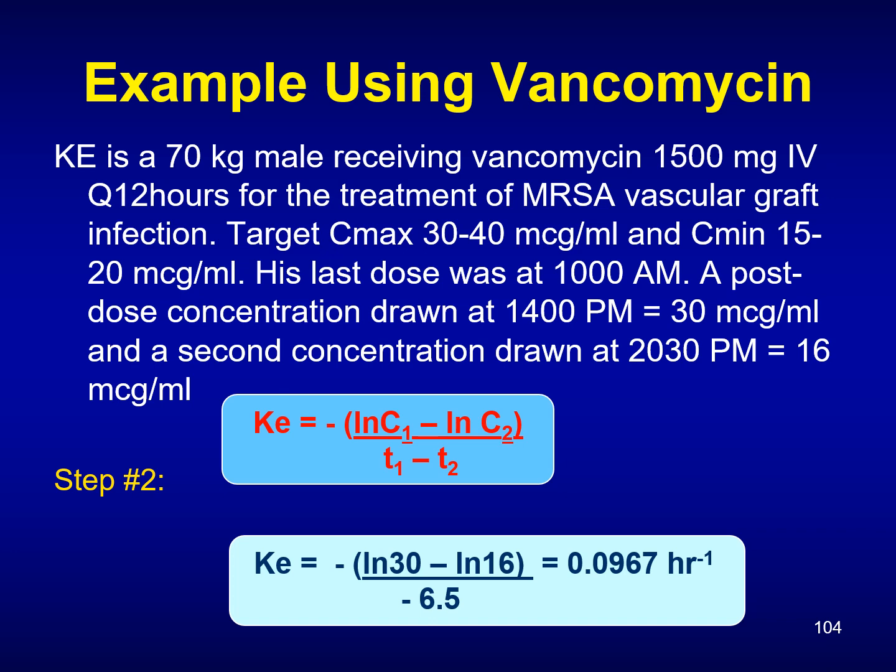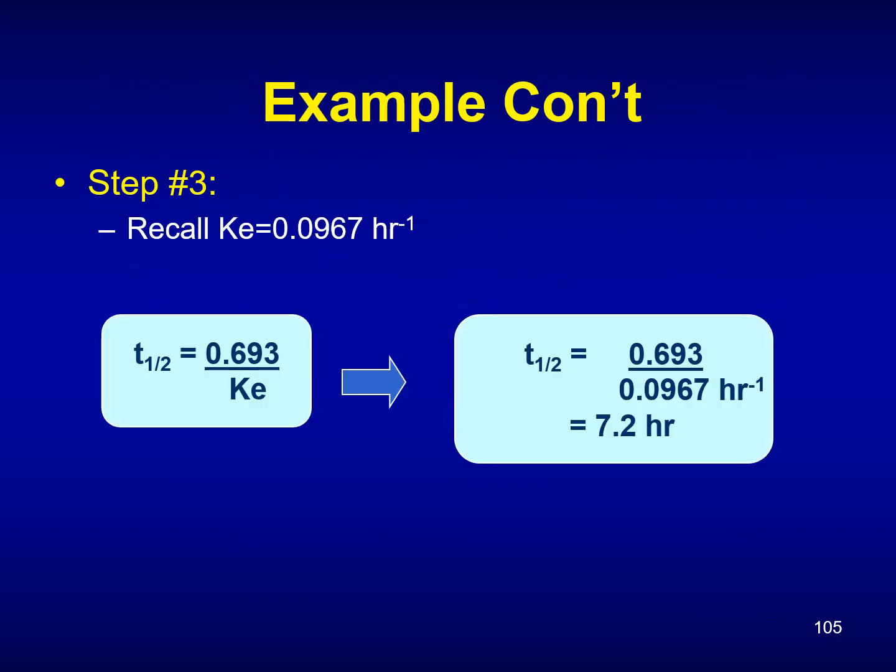So step 2, to calculate the patient's actual Ke, we have concentration 1 of 30, concentration 2 of 16. The time difference between the two concentrations, which is 6.5 hours, gives us a Ke of 0.0967. Step 3, with this Ke, we have the patient's half-life calculated, which is 7.2 hours.